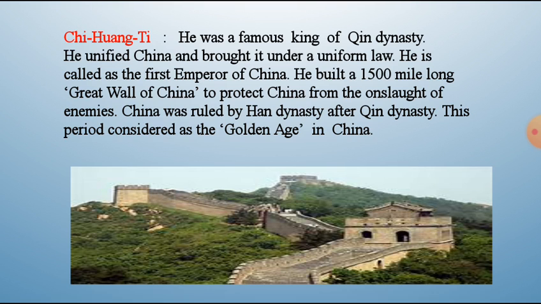Children, you can see the picture below. It is the Great Wall of China. Actually, it was built to protect China from the enemies. It had long walls and it also had small loopholes from which they could find whether the enemies entered their border. And you must have heard about the Great Wall of China, that it is one of the seven wonders of the world. This era was also called the Golden Age in China.